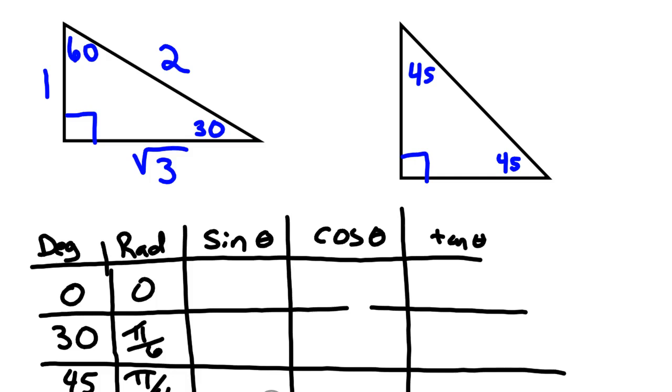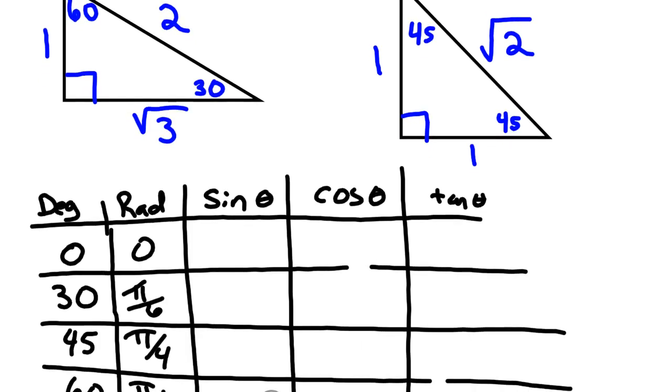And then you've got a 45, 45, 90. This is 1. This is 1 because it's an isosceles triangle. You could use the Pythagorean theorem to find the other side, but by the time you get sick of doing that, you'll figure out, oh yeah, it's always just the square root of 2. And with those two triangles, we can start generating this table. Now 0 isn't up there, so we'll leave that out for just a second and come back to it.